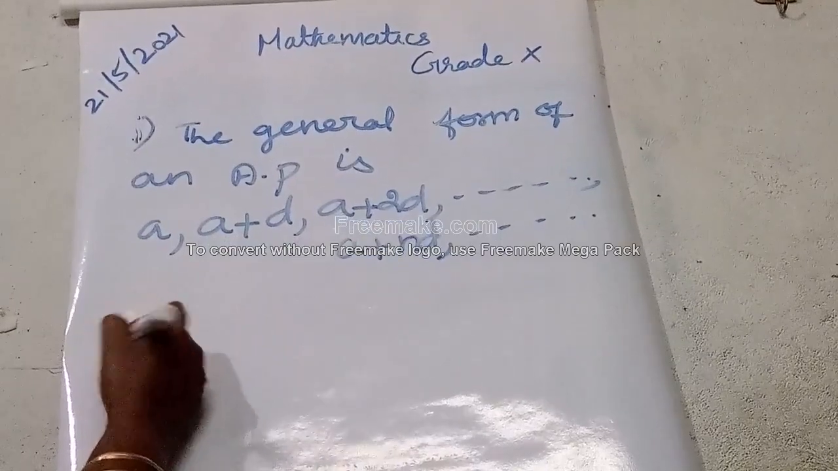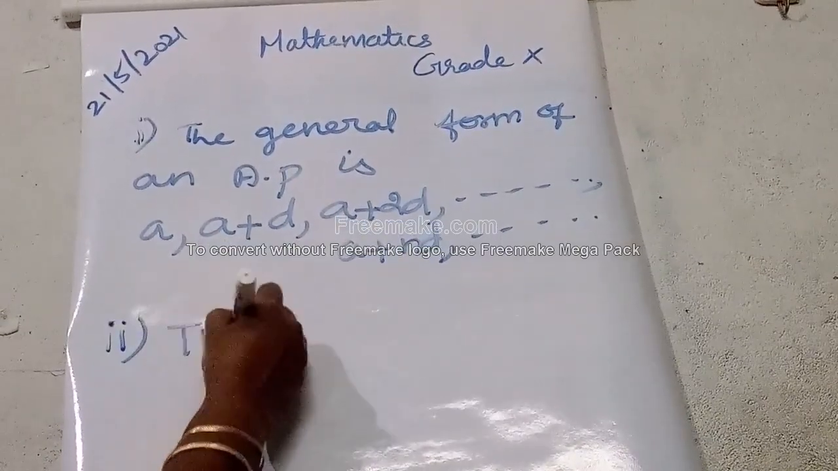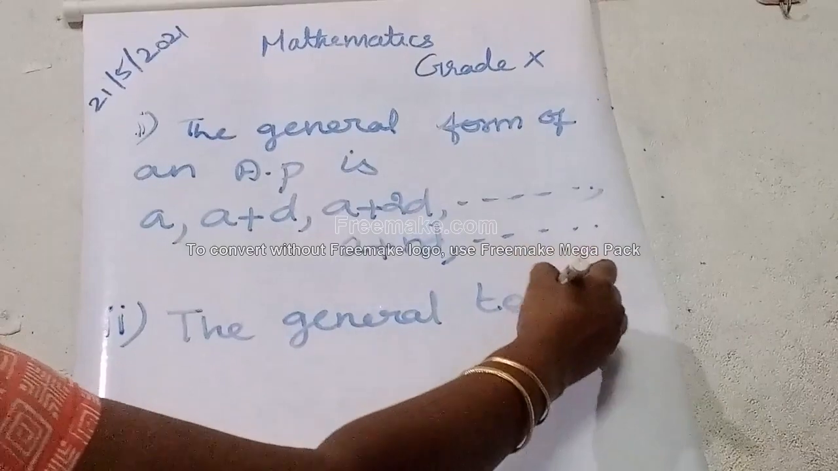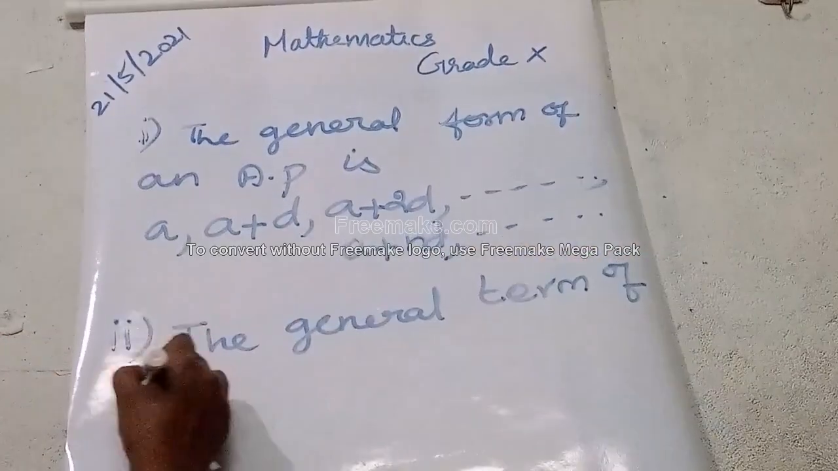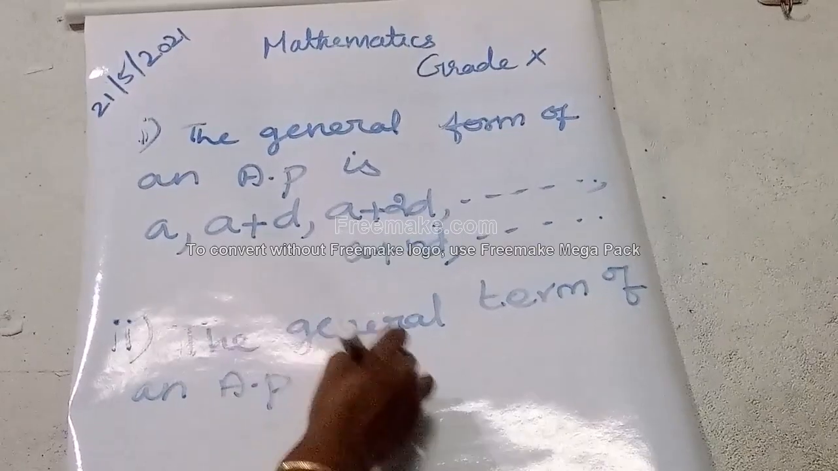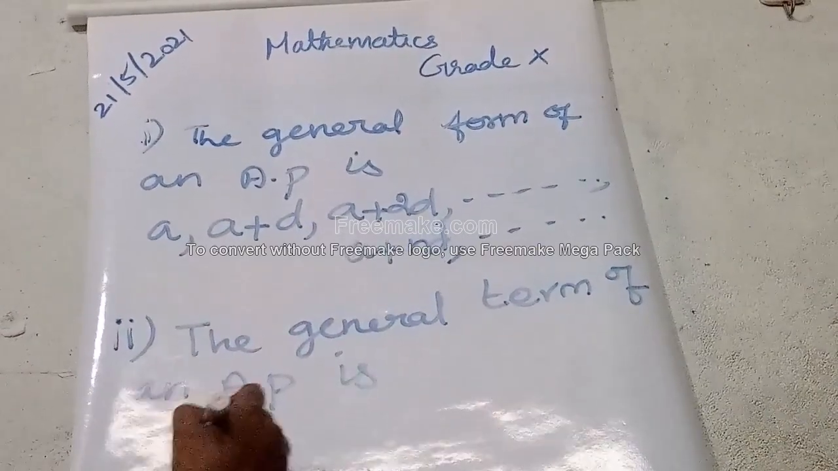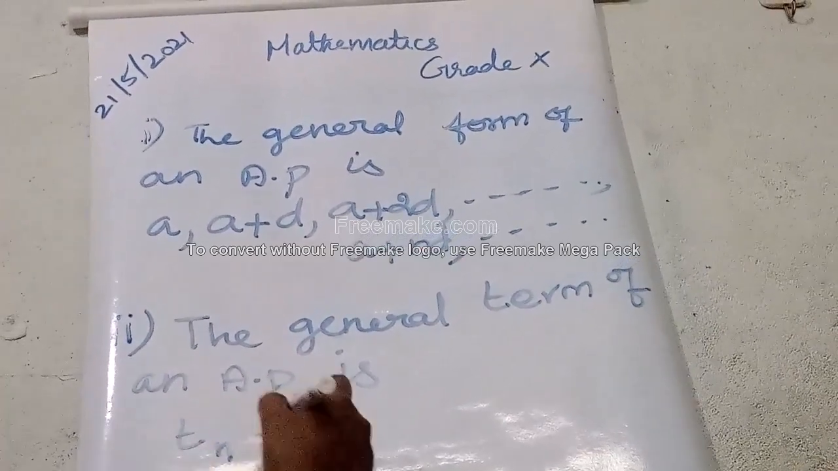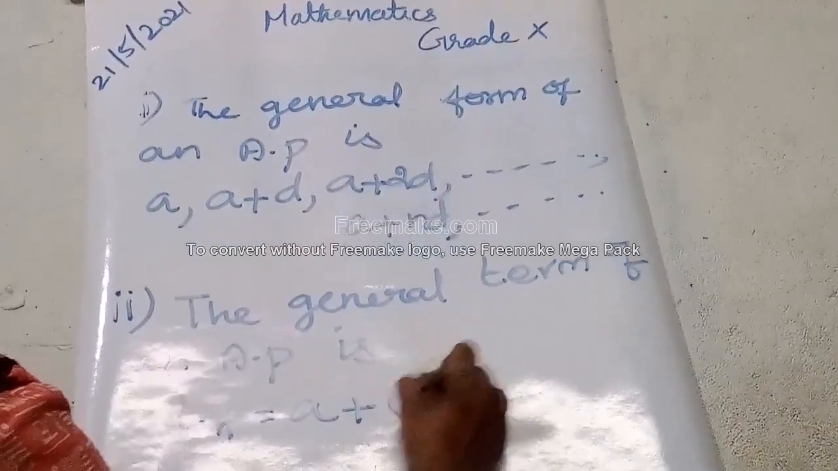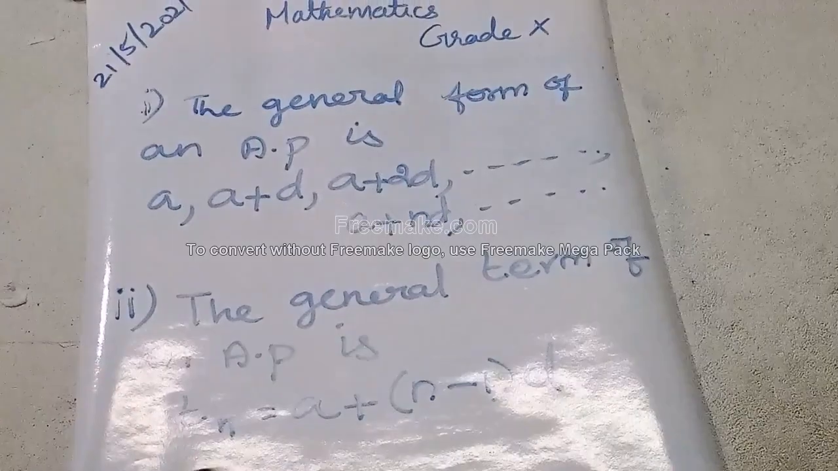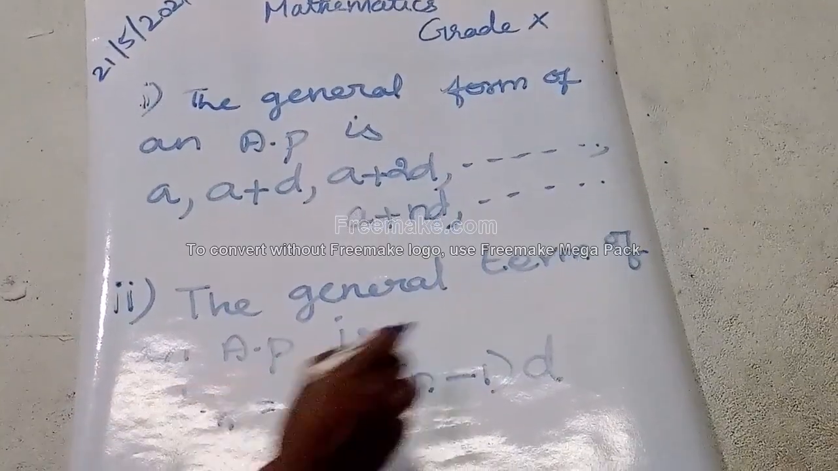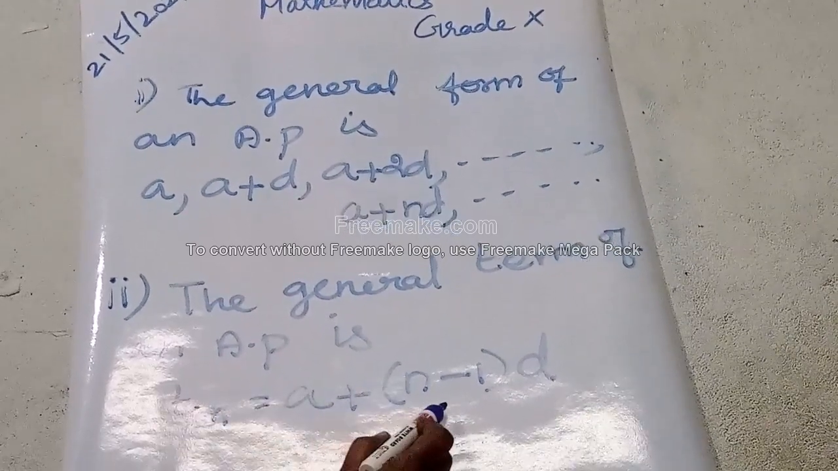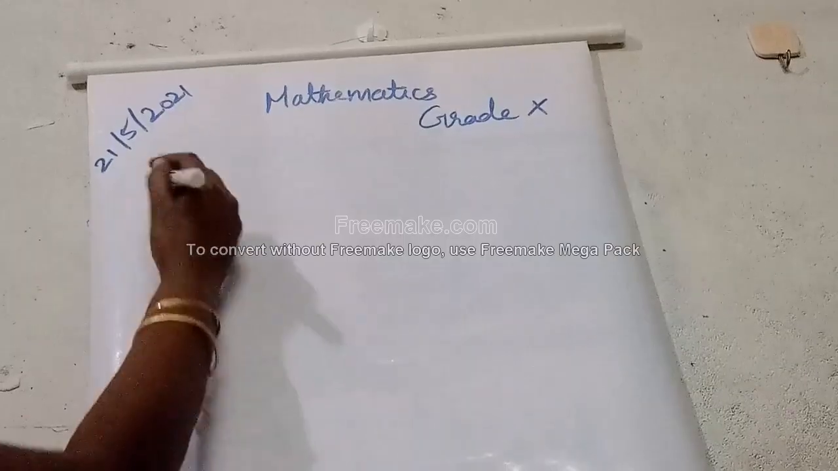Next formula, the general term of an AP. The general term of an AP is Tn equal to a plus (n minus 1) into d. What is the formula? The general term of an AP is Tn equal to a plus (n minus 1) into d.